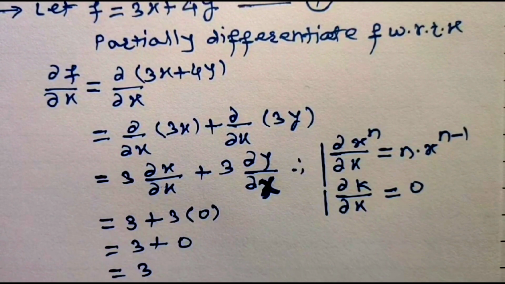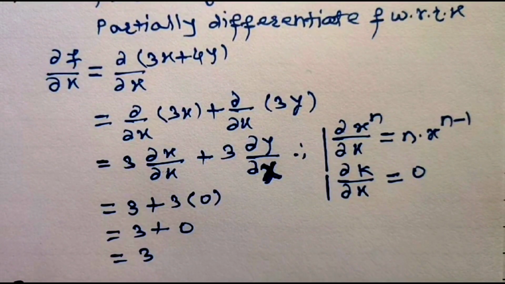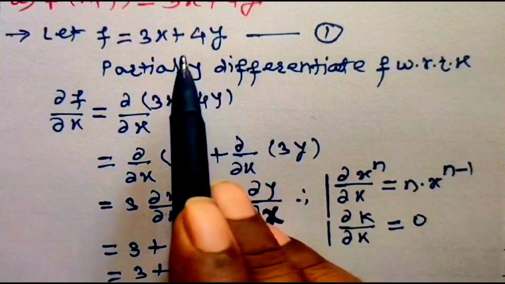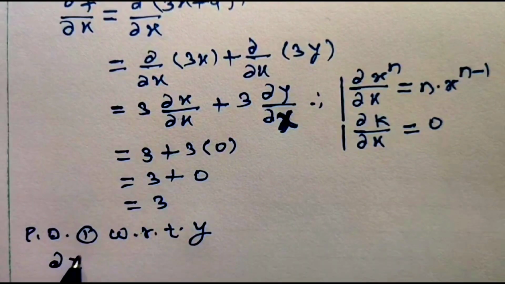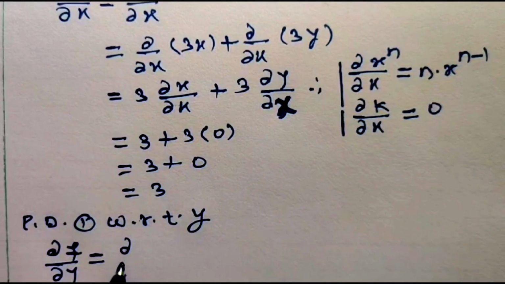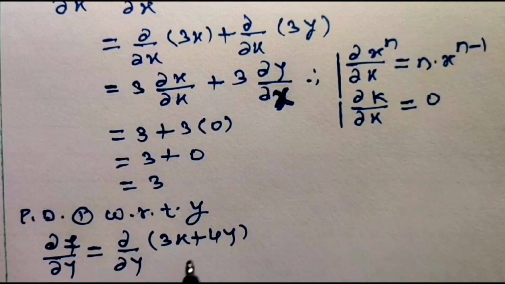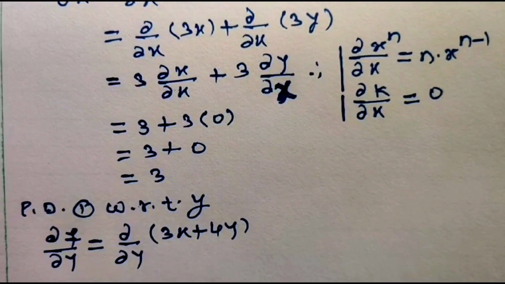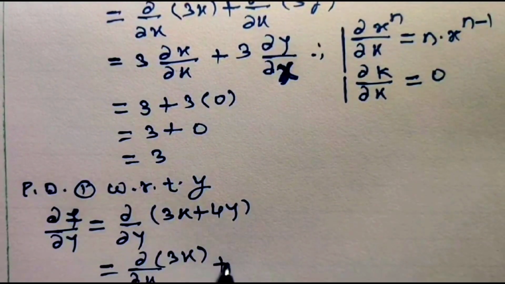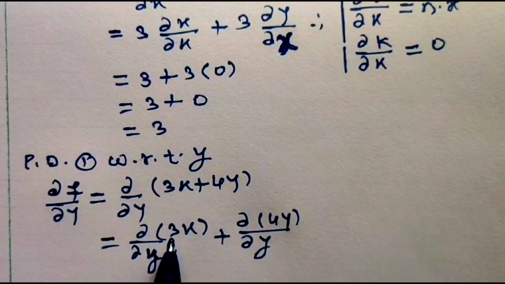Let us find partial derivative of given function with respect to y. So we can write here partially differentiate 1 with respect to y. Partially differentiate this with respect to y. So we can write partial derivative of f with respect to y is equal to partial derivative of 3x plus 4y with respect to y. Once again, similar to previous case, we have to separate terms. This is equal to partial derivative of 3x with respect to y plus partial derivative of 4y with respect to y. Okay, so here 3 is constant coefficient.